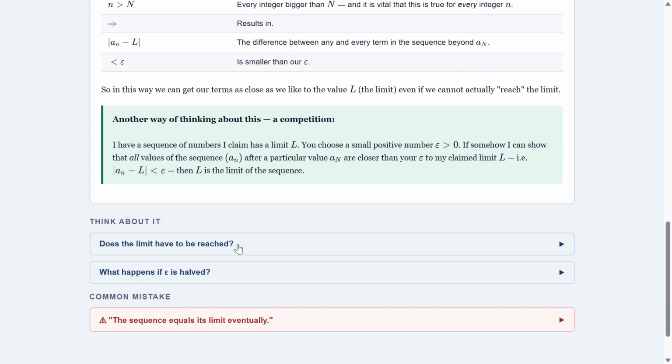After you've read through that and tried to understand it, think about and answer the questions. Does the limit have to be reached? And what happens if epsilon is halved? And a common mistake is the sequence equals its limit eventually. Come up with what you think is the correct answer to those, then click on them to see the given answer.